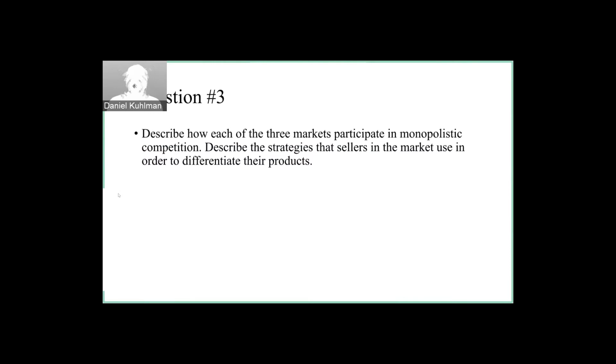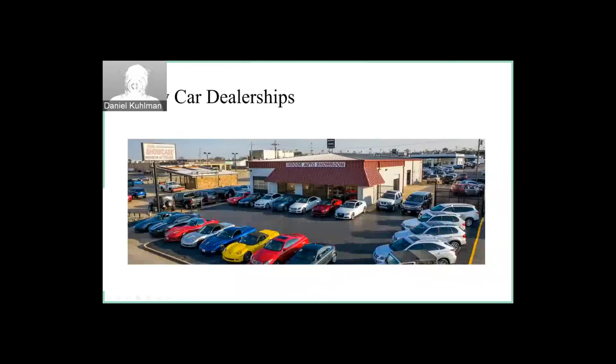Question 3 dealt with describing how each of the three markets participate in monopolistic competition and describe the strategies that sellers in the market use in order to differentiate their products. So let's look at the markets that the question is asking about. The first market is new car dealerships.